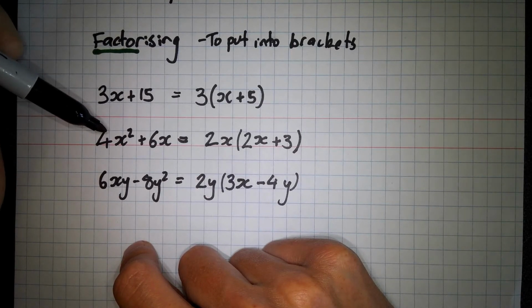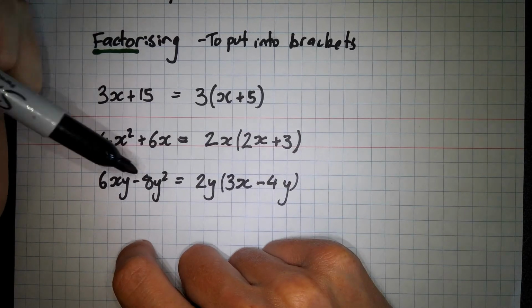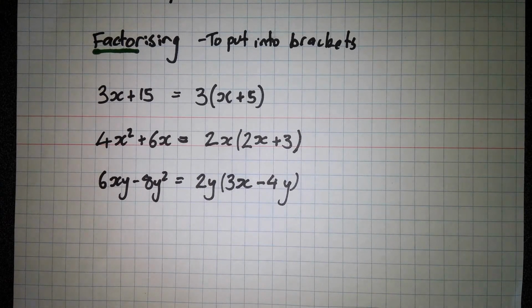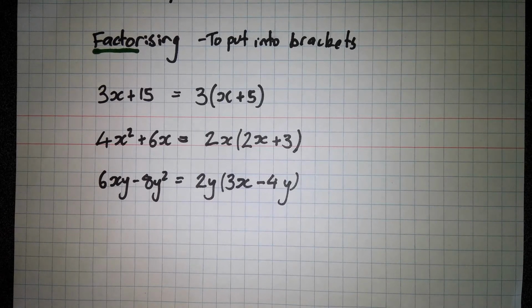So what you're doing is looking for the highest common factor in the coefficient, so the number in front, and then you're seeing if they have any letters in common as well, and whether you can pull those outside the bracket.